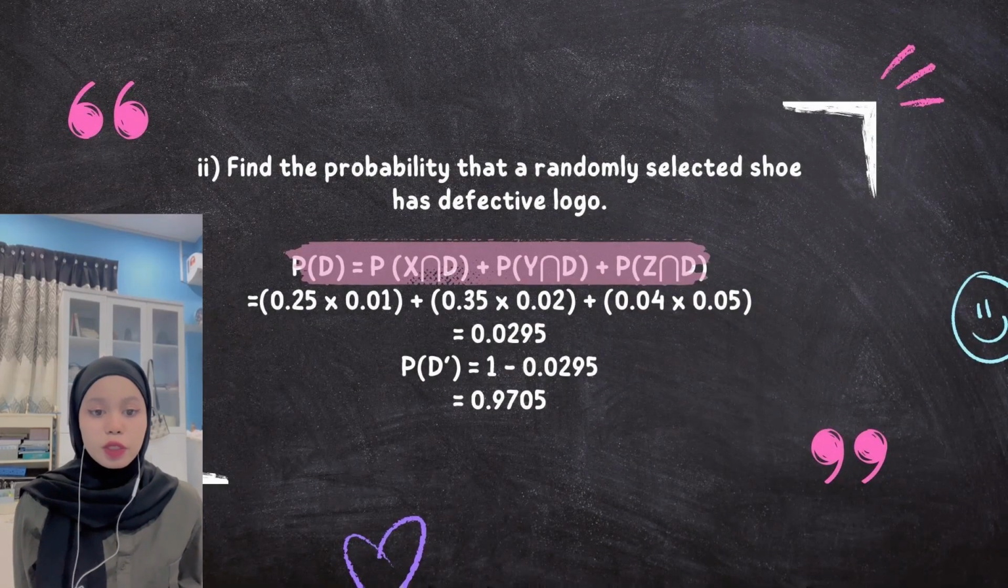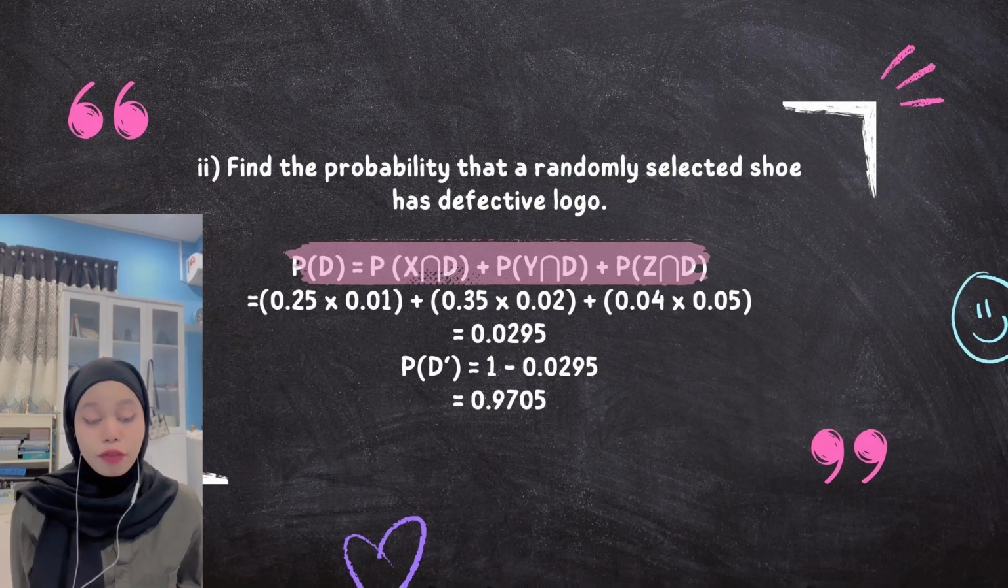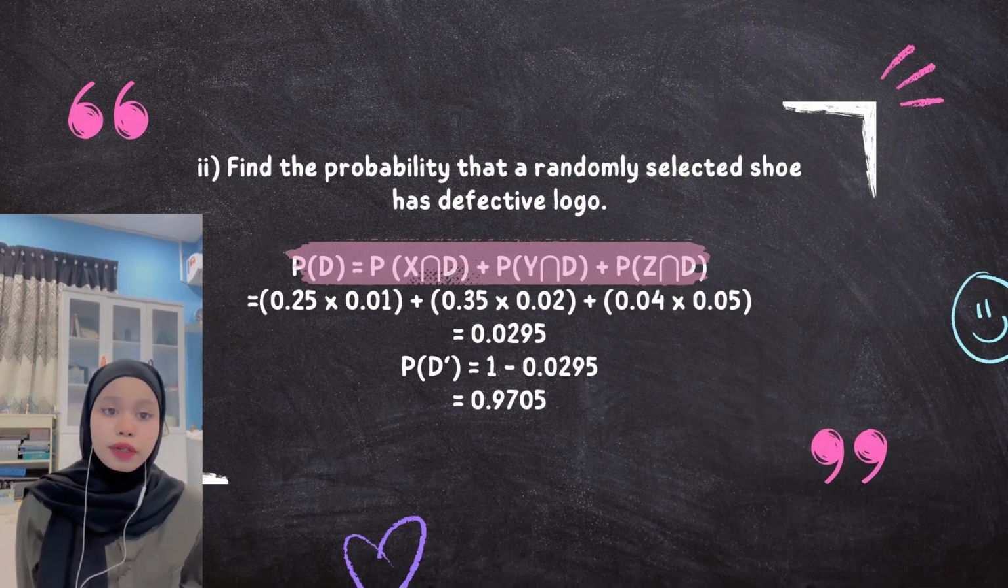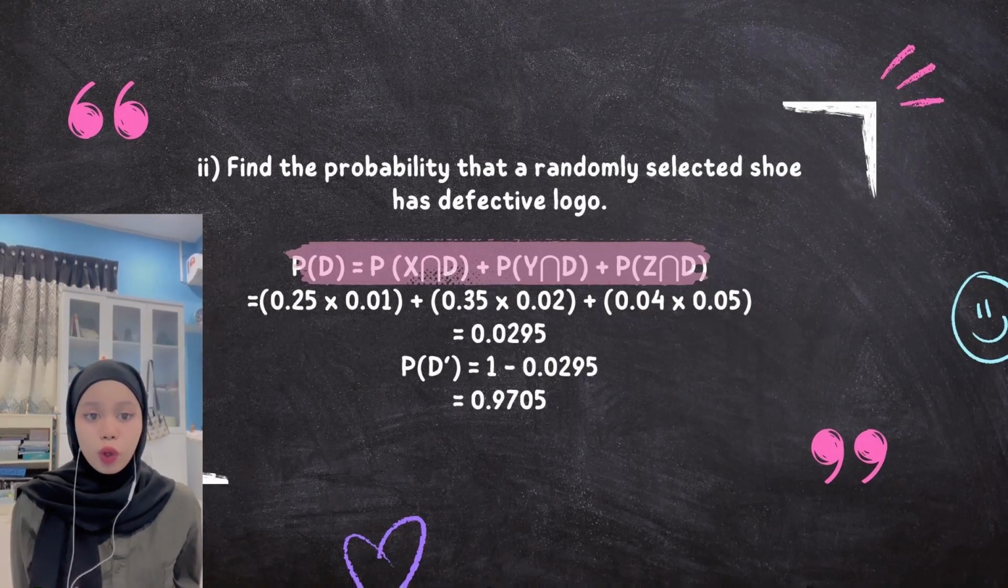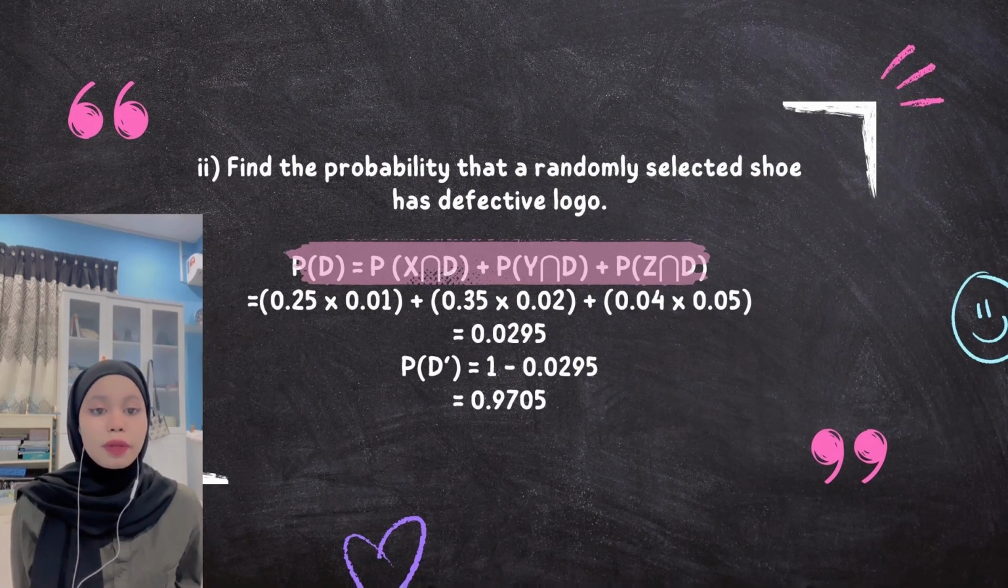Okay, so for the next question, they ask us to find the probability that a randomly selected shoe has a defective logo. To find this, we need to calculate P(D) by adding the probabilities of selecting each machine. As you can see, I already highlighted the formula. So, we need to add the probabilities of selecting each machine X, Y, and Z and having a defective logo.